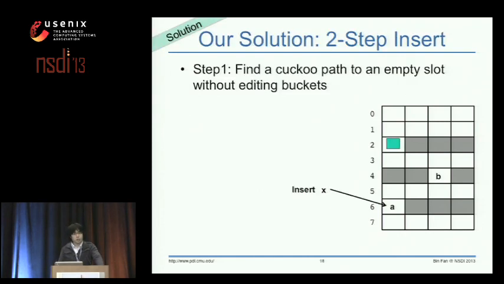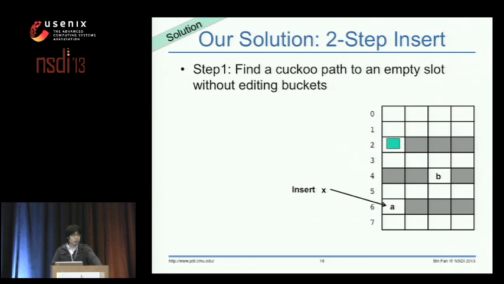So our solution to this problem is called two-step insert. We divide the insertion process into 2 parts. In step 1, we just find a cuckoo path. It's a path to an available slot. For example, we are trying to insert key X here.